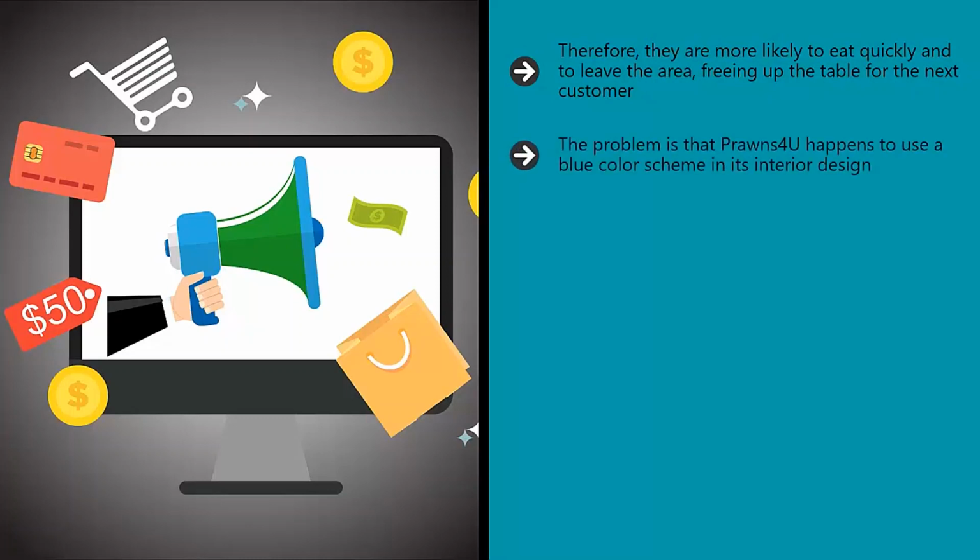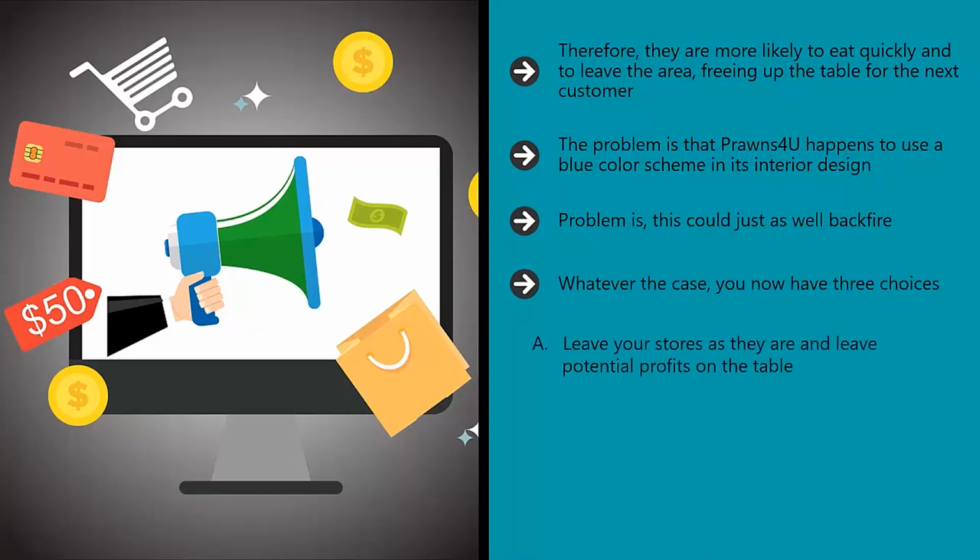The problem is that Prawns For You happens to use a blue color scheme in its interior design. What if you could increase your daily profits in all stores by coloring the store red? Problem is, this could just as well backfire. What if you hurt your brand recognition and thereby reduce your sales drastically? What if the lack of nautical color theme means that people feel less fishy? Whatever the case, you now have three choices.